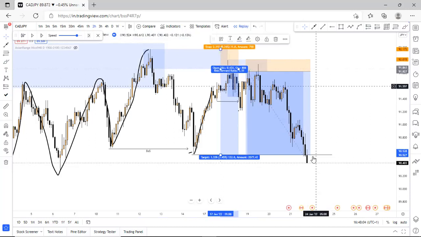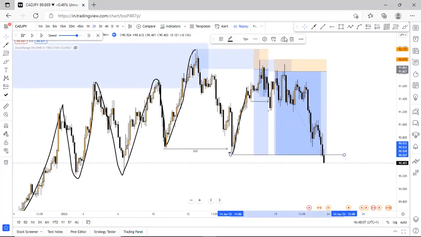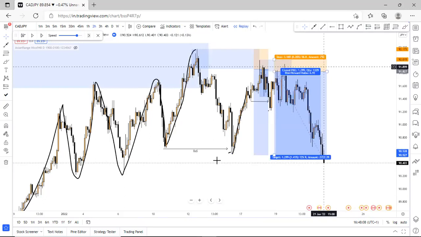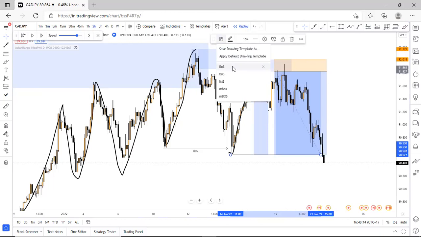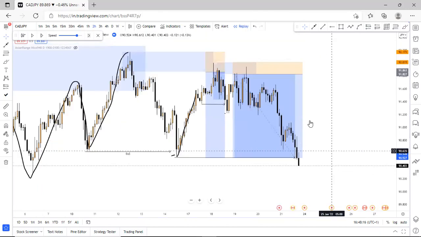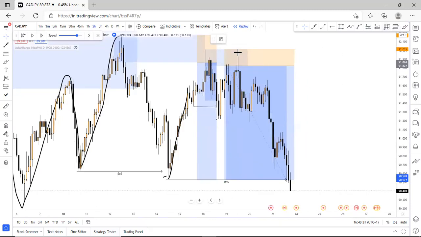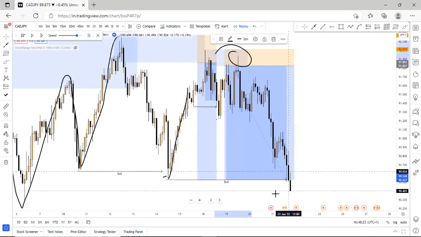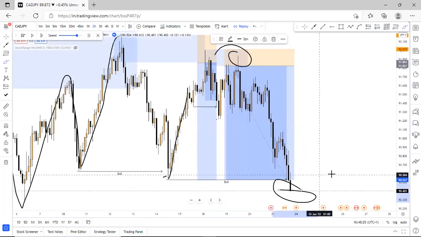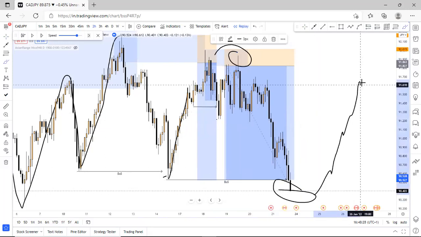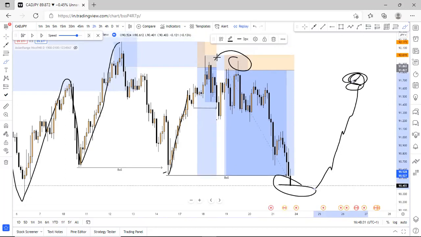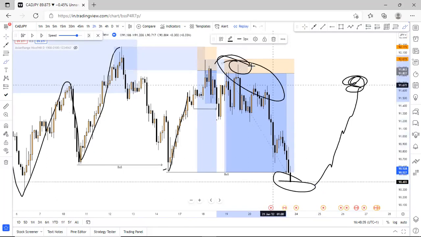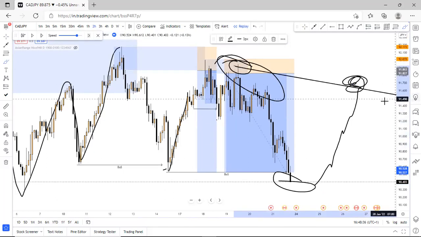Okay, so now that we've broken structure, you can see again we've broken this structure right here, this low. We've broken this low, giving us another break of structure. Now that we have this break of structure, from this leg, from this high to where we have our break of structure, we know for sure the market is going to come back, retrace, and mitigate yet another supply zone at this area.